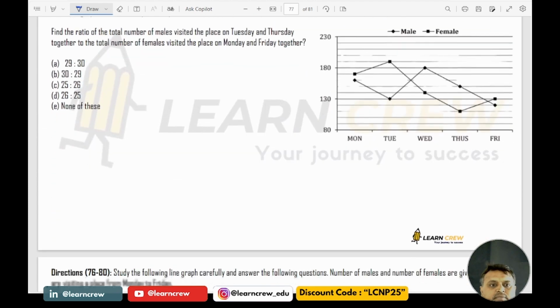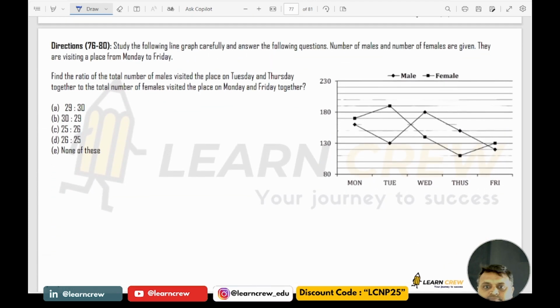Next. Now questions based on line graph. 76 to 80 are based on line graph. For what is given here, number of males and number of females are given. Number of males, this one. Number of females, this one. Now find the ratio of the total number of males visited the place on Tuesday and Thursday together to the total number of females visited Monday and Friday together.